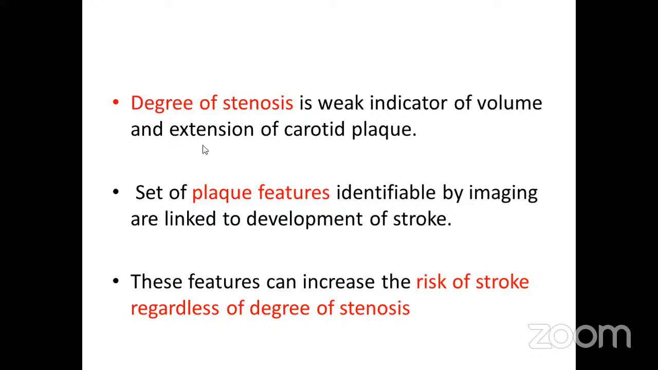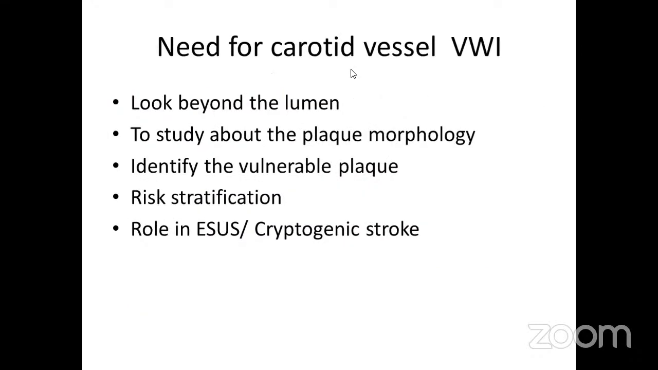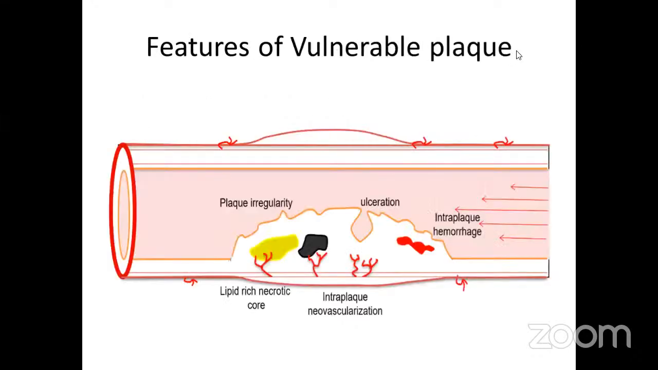So let us see why we need carotid vessel wall imaging: to look beyond the lumen, to study plaque morphology, identify the vulnerable plaque, for risk stratification, and its role in cryptogenic stroke. What are the features of a vulnerable plaque? A vulnerable plaque is a plaque that is more prone to rupture. It could show plaque irregularity, plaque ulceration, intraplaque hemorrhage, a lipid-rich necrotic core, and intraplaque neovascularization.